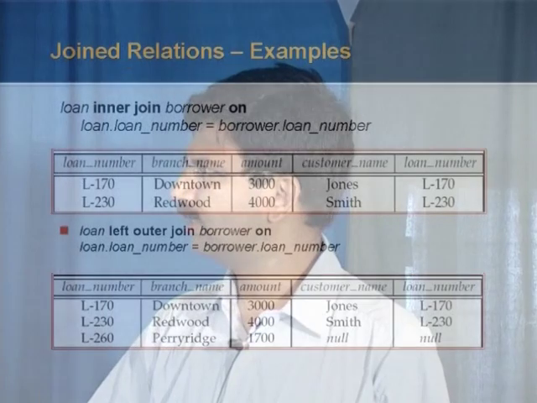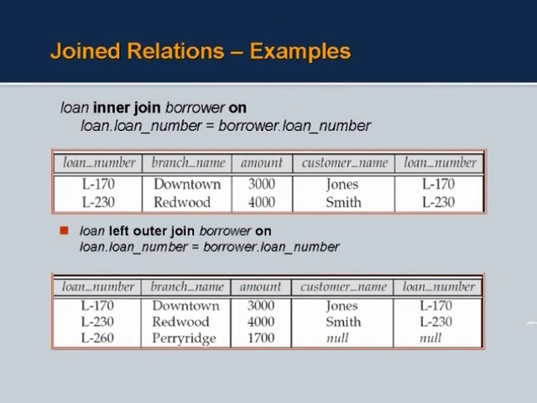If a tuple in loan matches something in borrower, it appears as in the normal join. If it matches two things in the borrower relation, it will appear twice. However, if it matches no tuple in the right input, by matching, what do I mean? Matching on this condition, the on condition here. If it does not match anything there, then you are going to output it in the result, but with the columns from the right input, that is borrower here, set to null.